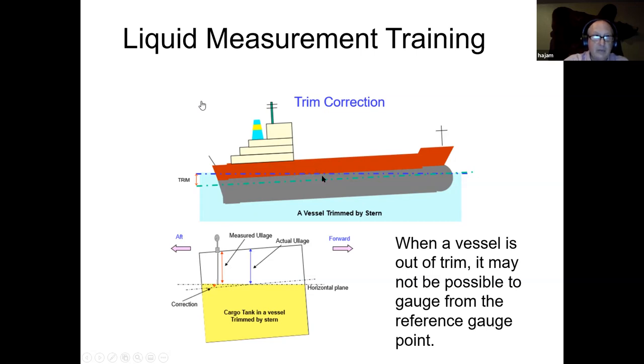have angles, plus or minus degrees of angle, with a varying amount of volume. And so if it's off 2 degrees at a certain measurement point, let's say like is right here, you can read the table adjusted by the amount of the list or the trim. And so it is a very complicated and onerous task.